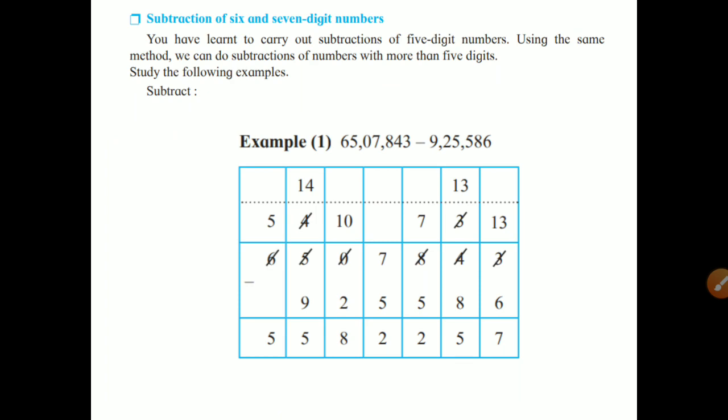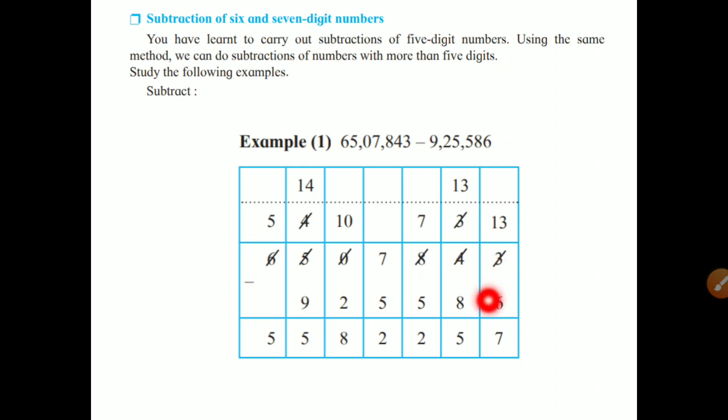Now subtraction of 6 and 7 digit numbers. We had learned already how to subtract 5 digit numbers. Today we will learn how to subtract 6 and 7 digit number. Example number 1. This number is 65 lakhs 7,843 minus 9 lakhs 25,586. This is 7 digit number and this is 6 digit number. With this box, write numbers. Start writing from unit place, then start subtracting.